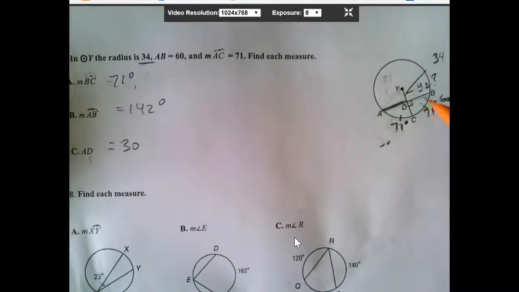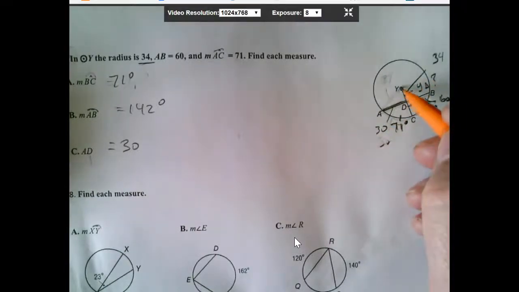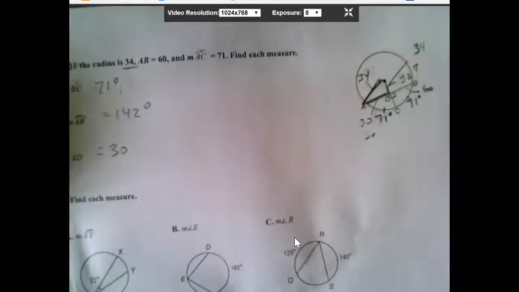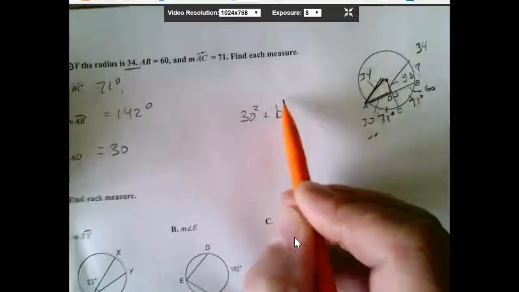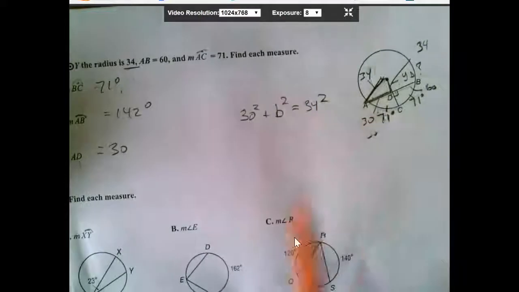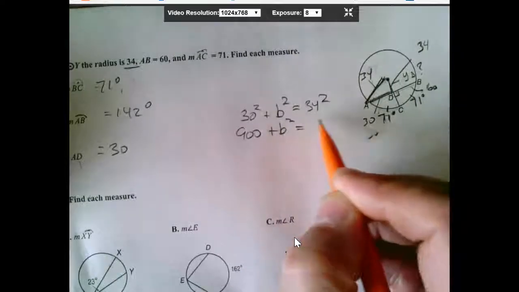But it's not really, because if we know that this is 30, we just need another triangle like this, right? Then we can solve for this, and we've solved for this hypotenuse already, because it's just the radius, right? So we say that's 34. We know this is 30, then we can just plug in for b squared. If a squared is 30 squared, and b squared we don't know, and then we have 34 squared. So then we just have to do the math. This is 900 plus b squared equals 34 squared.